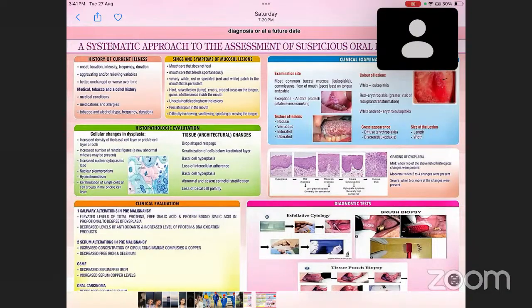Now, what do we actually mean by a pre-malignant disorder? A potentially malignant disorder is defined by WHO as a risk of malignancy being present in the lesion or condition, either at the time of diagnosis or at a future date. So, how do we systematically approach these suspicious lesions?